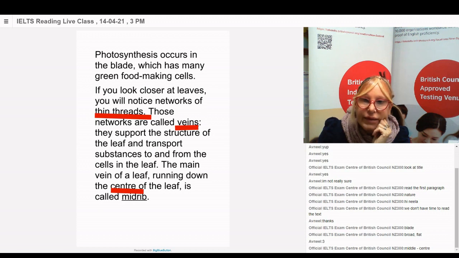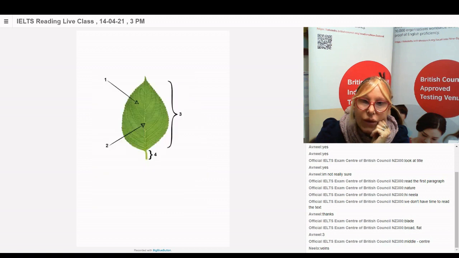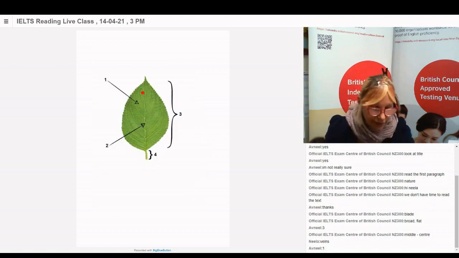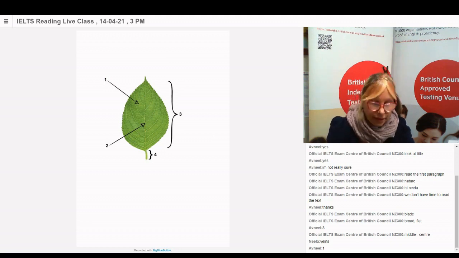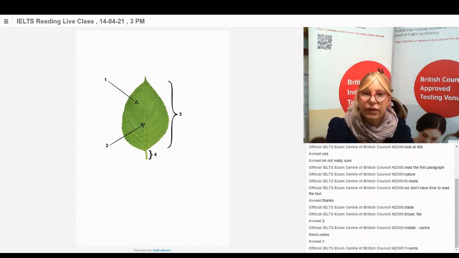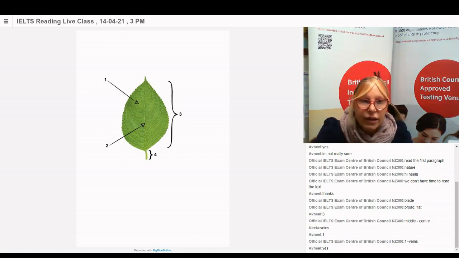Okay, so veins. Looking at the diagram again, number one is what you want to say for veins. Is that right? So I'll type that in. Number 1 is veins. Is that what you want? And number 2 is midrib. Yeah, okay, very good.